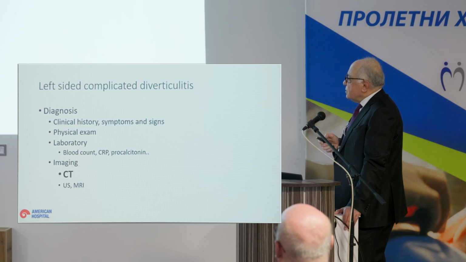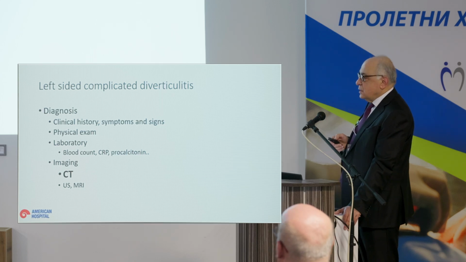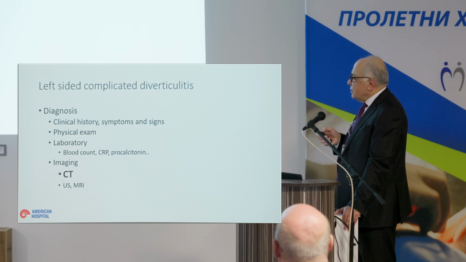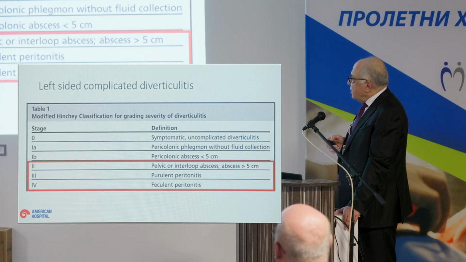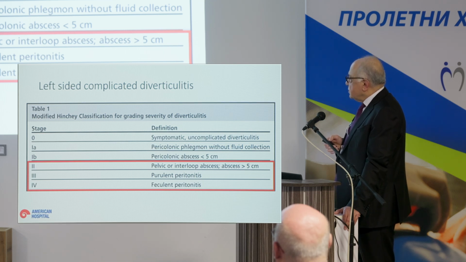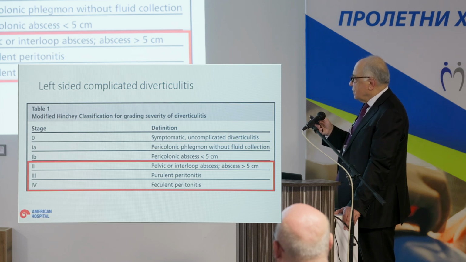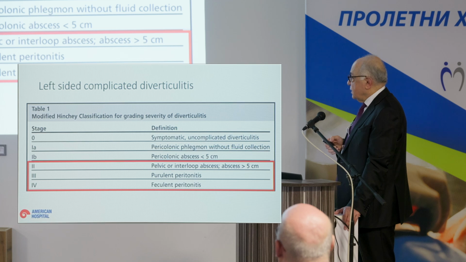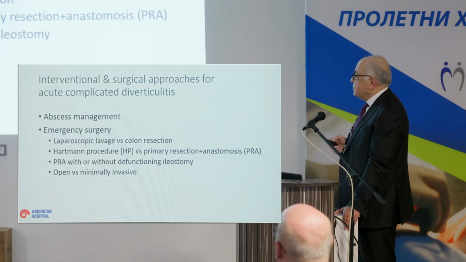The diagnosis can be made with clinical history, symptoms and signs, physical exam, and some laboratory tests, but computerized tomography is the gold standard for the diagnosis and for the staging of complicated diverticulitis. In this talk, I will focus on abscesses, large abscesses, purulent peritonitis, and feculent peritonitis, classified by the Hinchey grading system, which is useful for deciding about the management and treatment of these complications.